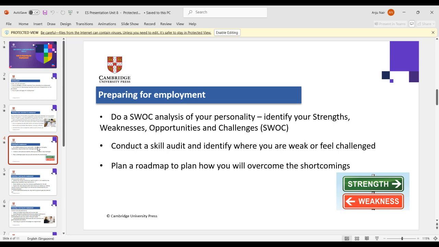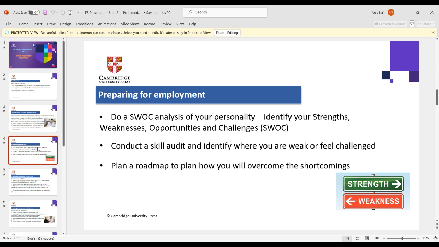Then age, is there any age limit? What is the educational qualification? What skills do they want? Do they want any additional qualification? Is there any weightage for experienced candidates? Are they looking for local people or people from outside? And above all, how much are they willing to pay? All these things need to be considered.